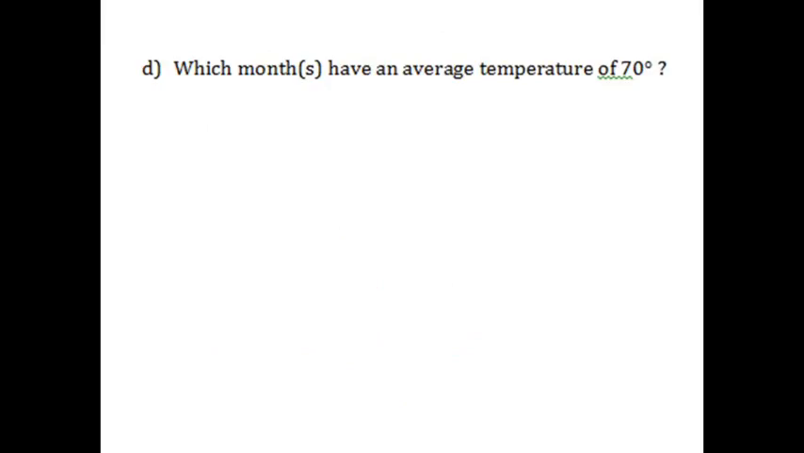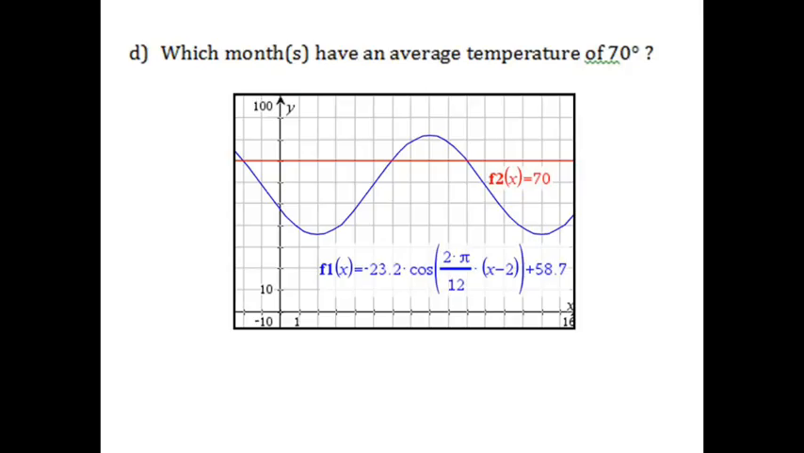All right, last question. Question D is asking which months have an average temperature of 70 degrees. So for this question, we're going to go to our calculator. Hopefully you've already got the cosine equation graphed. We want to also graph f equal to 70. And when we do that, we get a graph that looks like this. And once you have both of those things graphed, what we're looking for here are the intersection points. We want to find what this point is and what this point is. Those are going to give us 2 months that have an average temperature of 70.